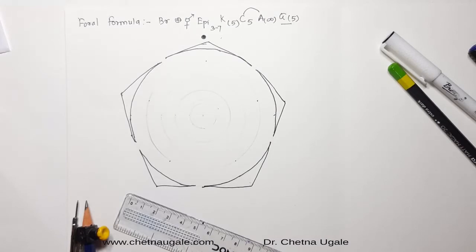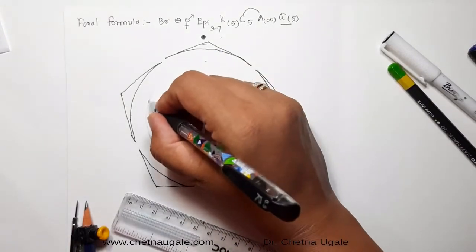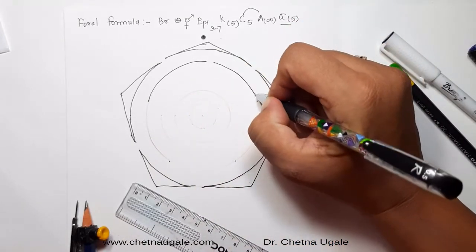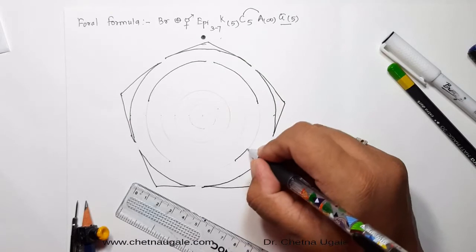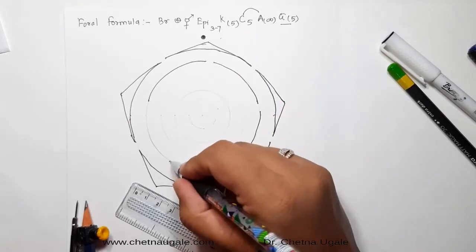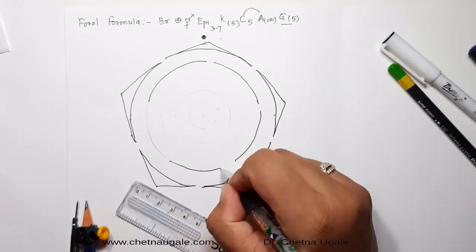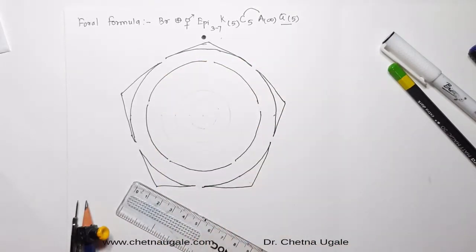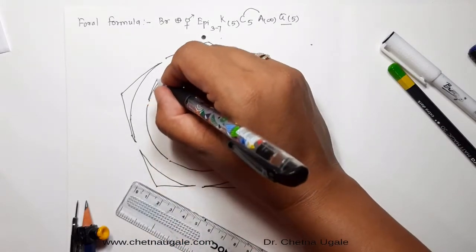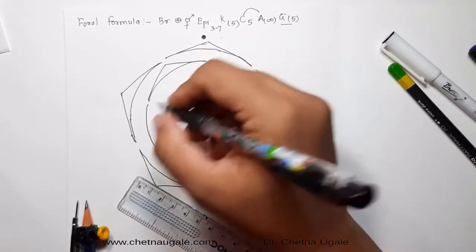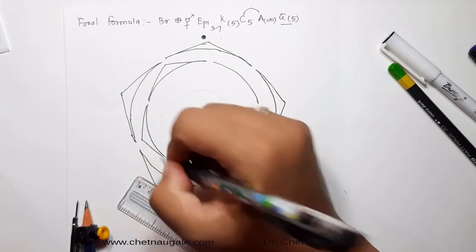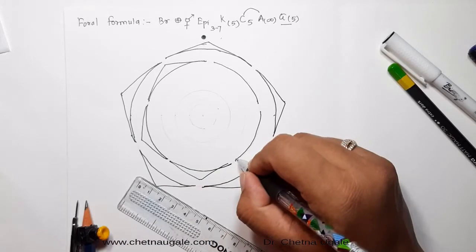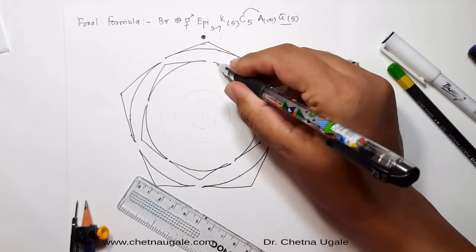So let's start with the first sepal. Second, third, fourth, and the fifth. So the sepals do not overlap on each other. Therefore, the estivation is valvate estivation. This is the third one, fourth, and the fifth.